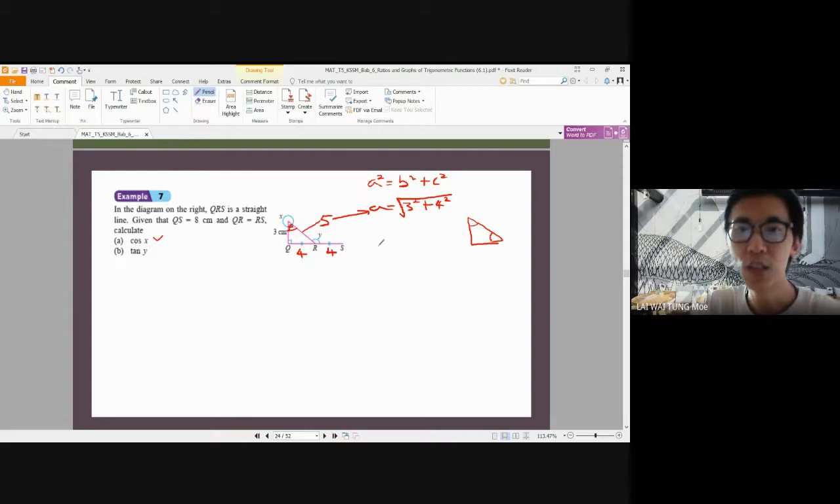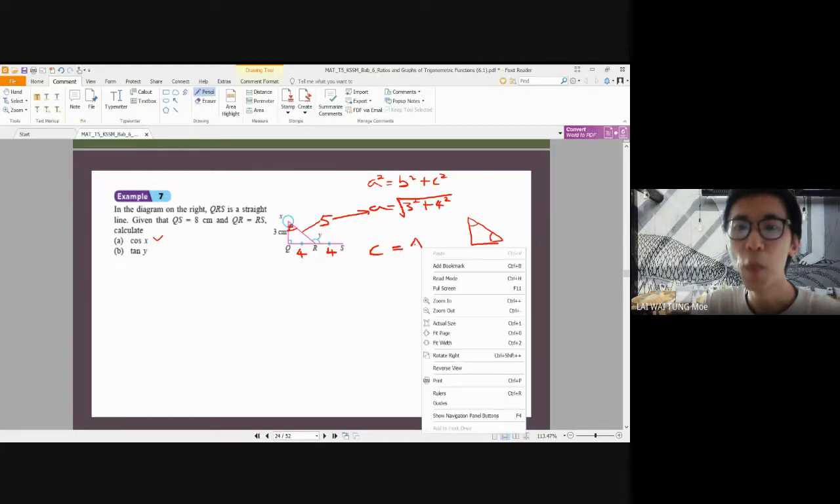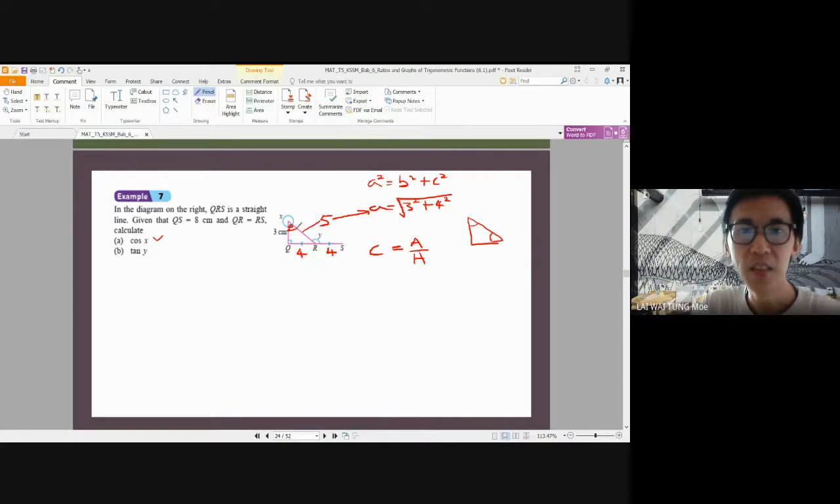For cos, if you still remember, the formula is adjacent over hypotenuse. So what is the length for the adjacent side? This is the opposite. 4 is opposite, 3 is adjacent, 5 is hypotenuse. So if I substitute the values inside, adjacent is 3, hypotenuse is 5. So cos x should be 3 over 5.